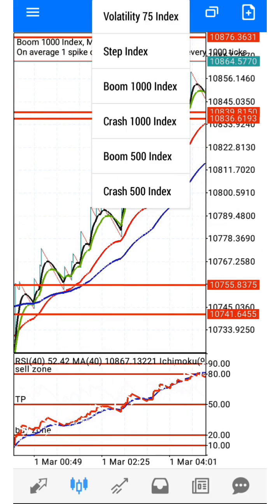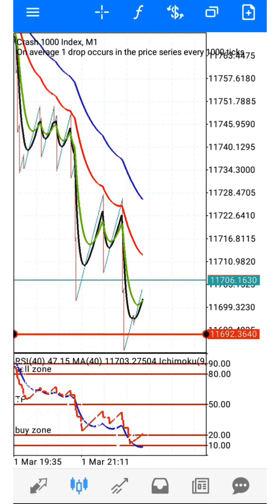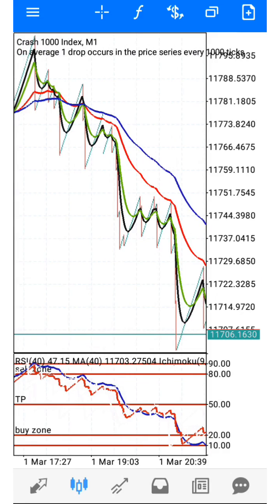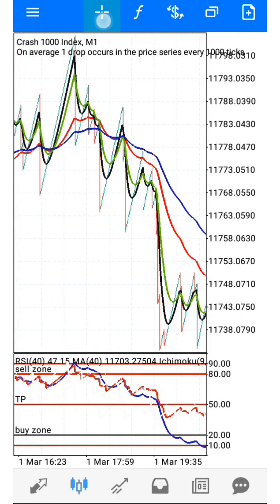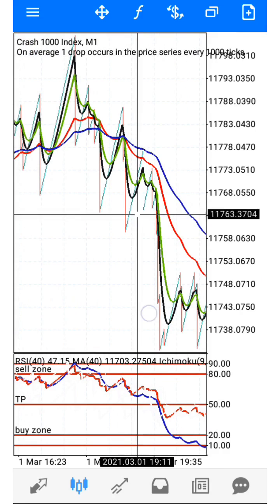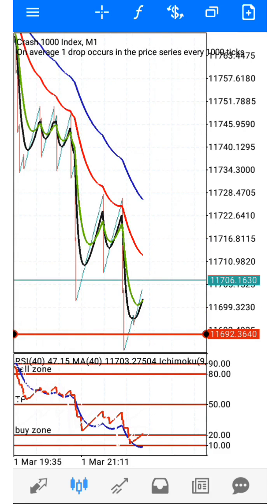And I prefer using the 1000 index for my strategy. Let me show you this one. See, when this thing crosses here, the market continues spiking down. Look at it, what happened? The market continued to spike down. So you see, it's a very, very good way to trade.